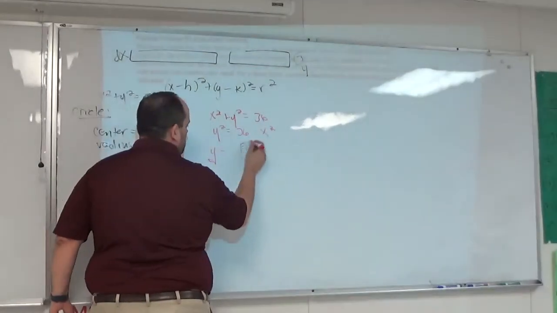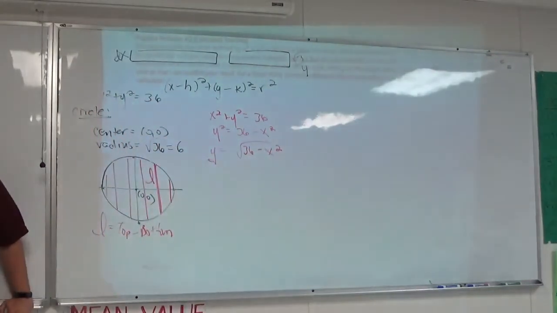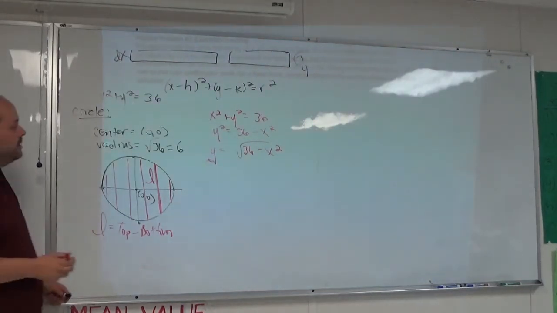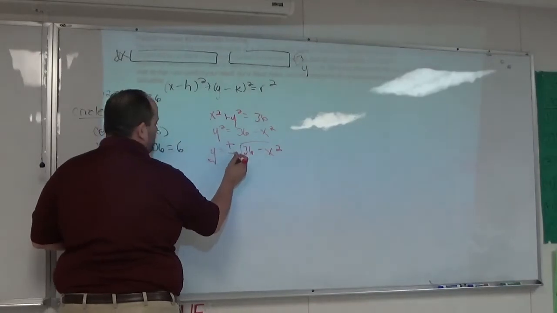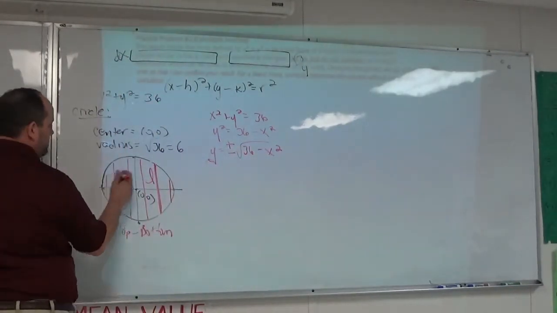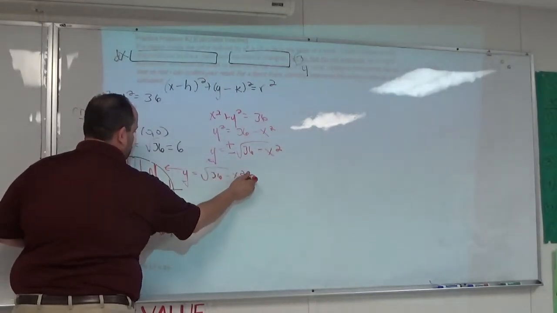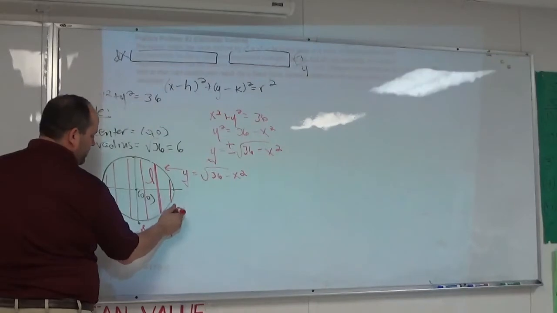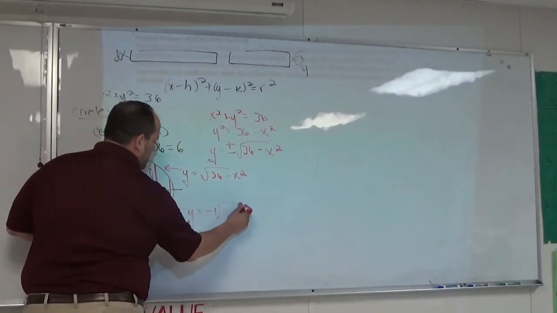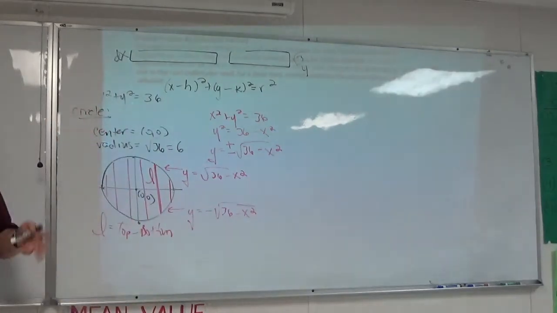Square root of 36 minus x squared. I like it, I don't love it. It's not going to work for us. You've got to include the positive and the negative. So what's the equation for the top part of the circle? It's the positive version. So up here, it's y equals the square root of 36 minus x squared. And the bottom is going to be the negative of the square root of 36 minus x squared. Take a minute, finish it off.